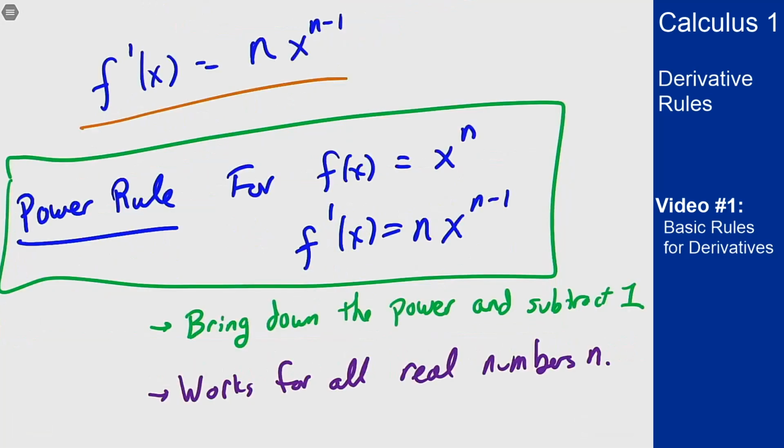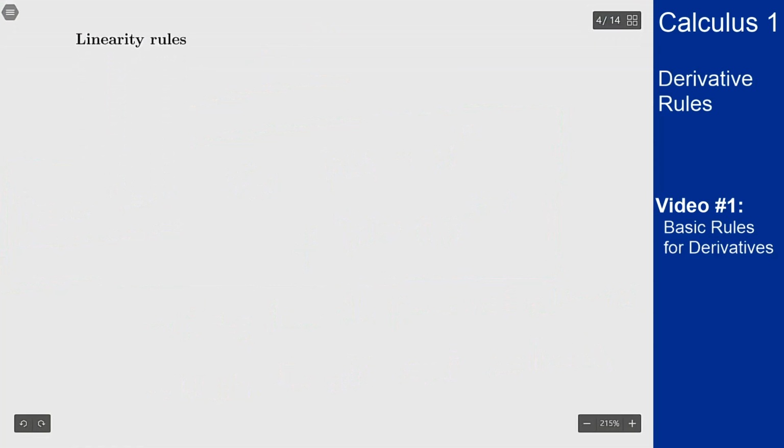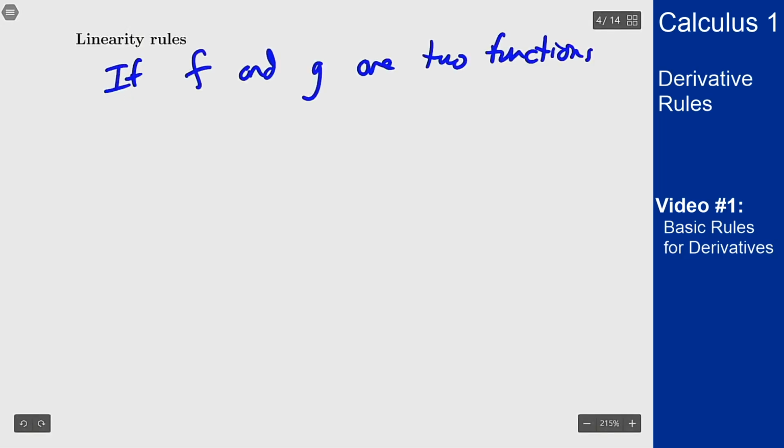This one's great and all, but it only works for certain functions. We also want to know, can we combine these to get rules for more complicated functions? And the answer there is yes, because the derivative is also a linear operator. What does that mean? Well, that means that if I have two functions f and g, and k is any real number, then what happens?